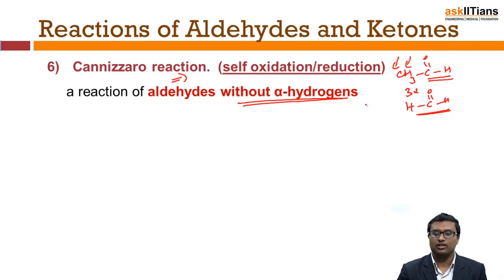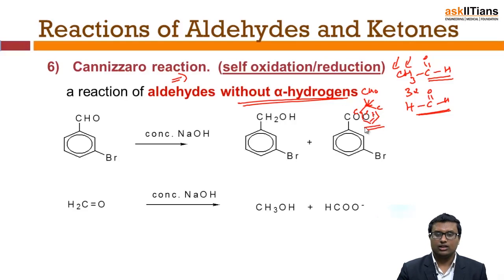Not only formaldehyde, even benzaldehyde undergoes the Cannizzaro reaction, because this carbon is the alpha carbon, and it already has 2 bonds here, with this carbon 1 bond and 1 bond. So 4 bonds are already filled and there is no scope for hydrogen. That means there are no alpha hydrogens for benzaldehyde also.